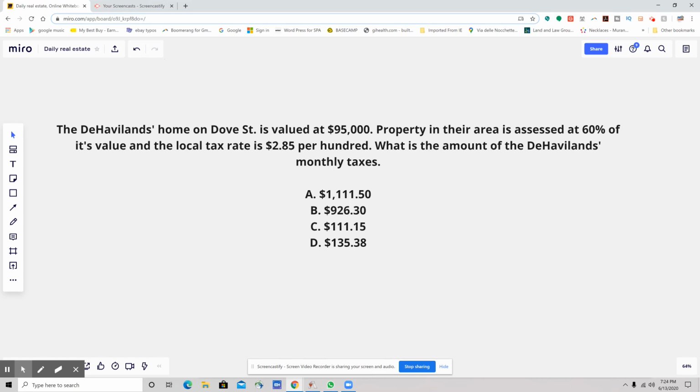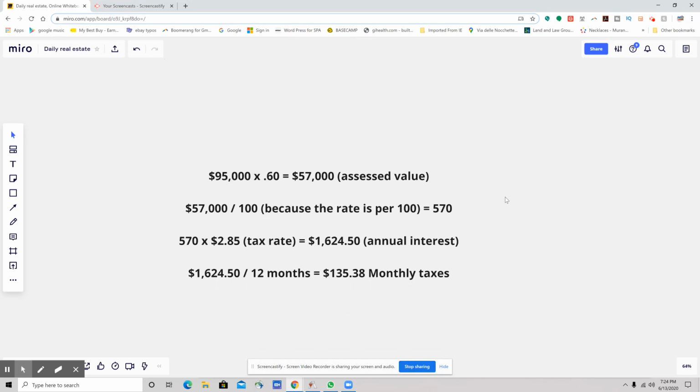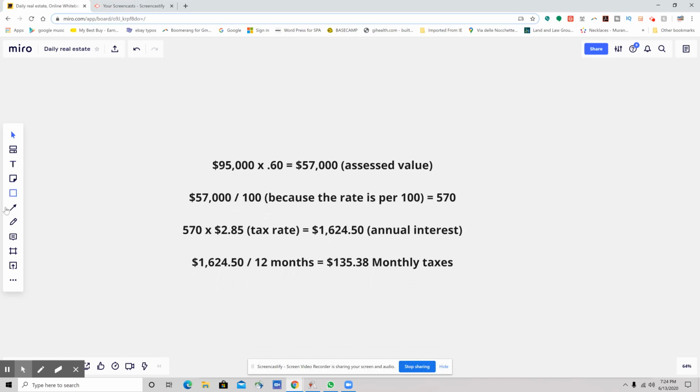So whenever we're doing math questions, let's figure out what we're looking for first. We're looking for monthly taxes. So let's jump into how we're going to solve for this. The first thing we're going to do is find the assessed value, because that's what we're going to be basing it off of.